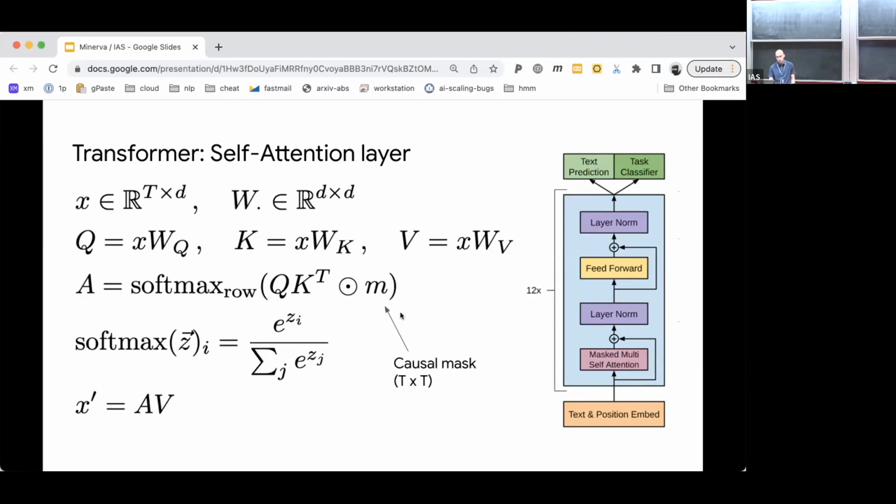So square matrices. They're divided. Yeah, I wouldn't say T is usually larger. Sometimes.